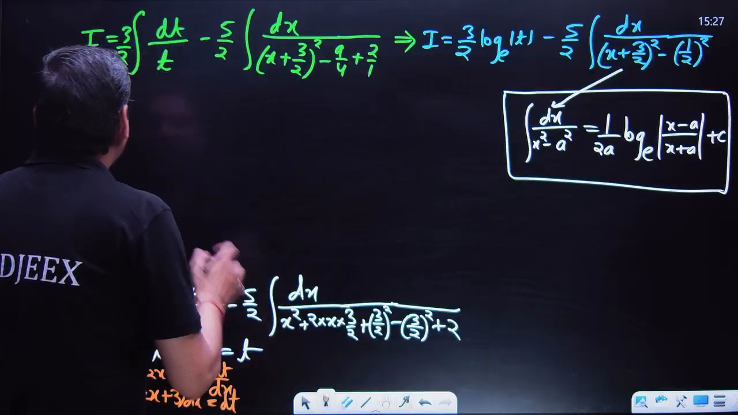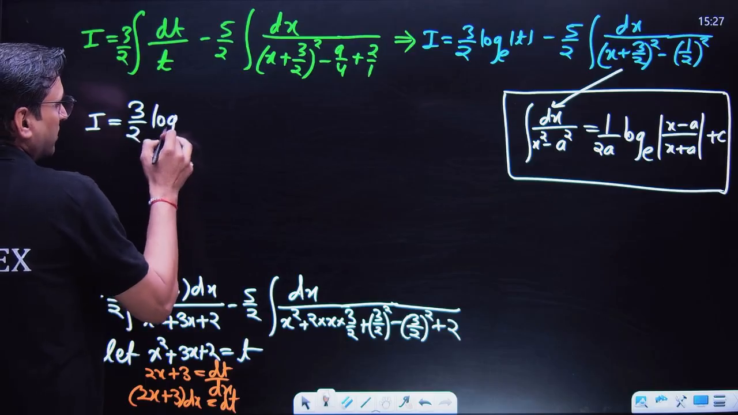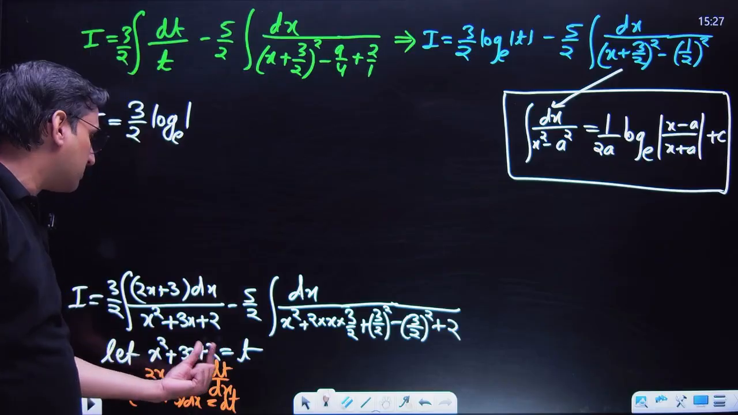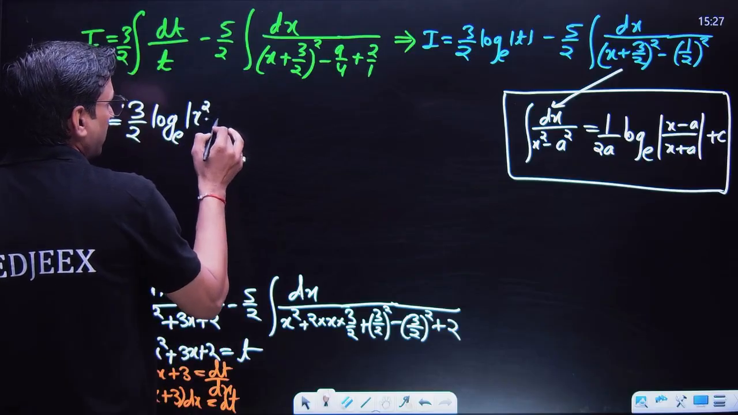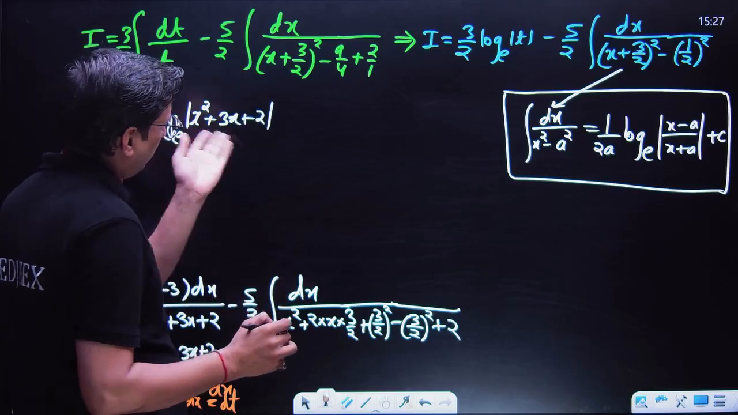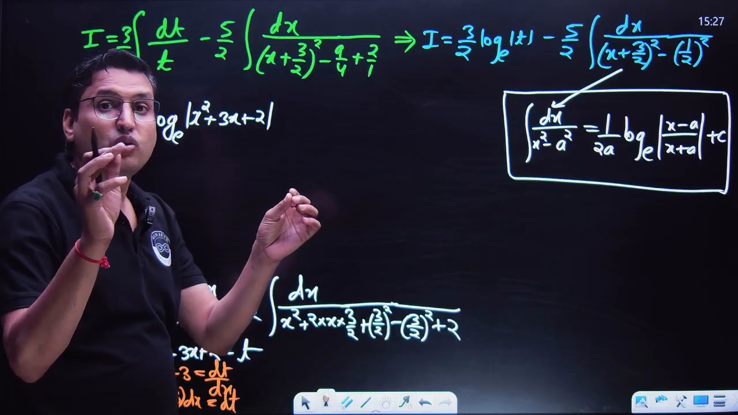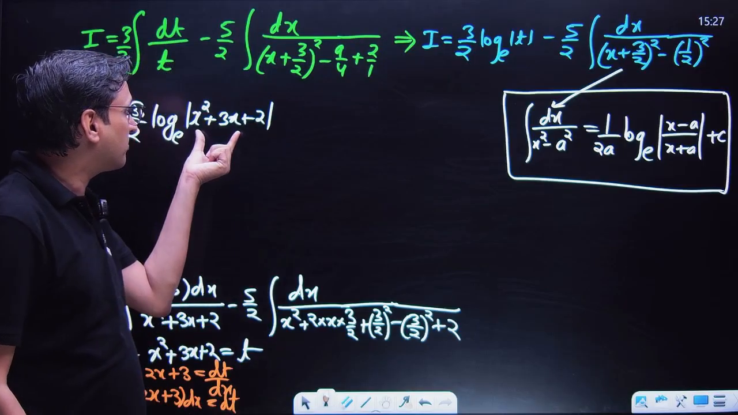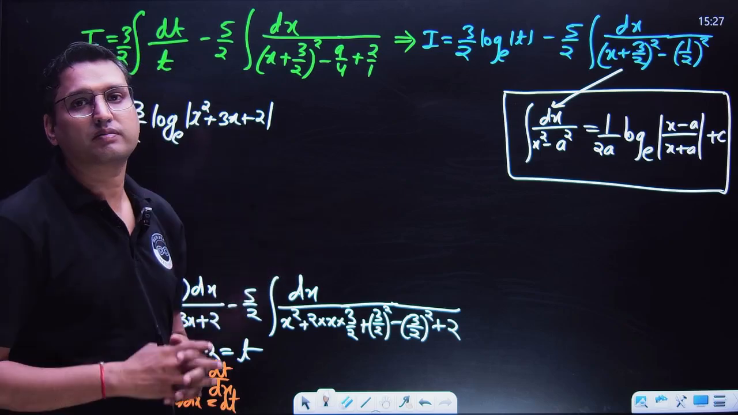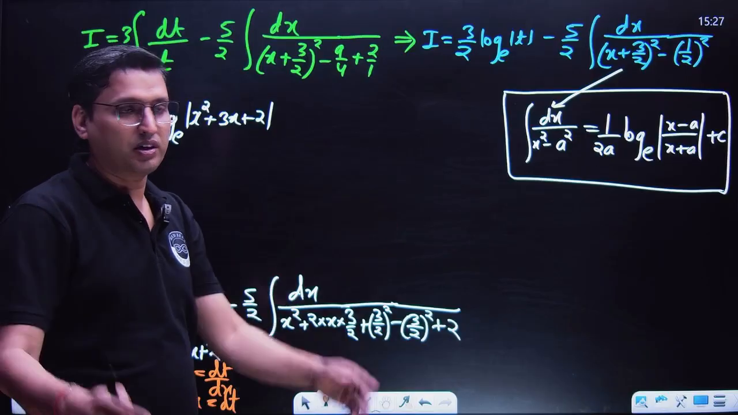Now solve it. I will be written as 3 by 2. Resubstitute the value of t. What we have, you have assumed t as x square plus 3x plus 2. Mention it, x square plus 3x plus 2 modulus. Can it be negative? Yes, it can be. Like minus 1, minus 2 are the roots of this. The minus 1, minus 2 are the critical points of this. Between minus 1 and minus 2, this expression is negative. Got that? Excluding minus 1 and minus 2.